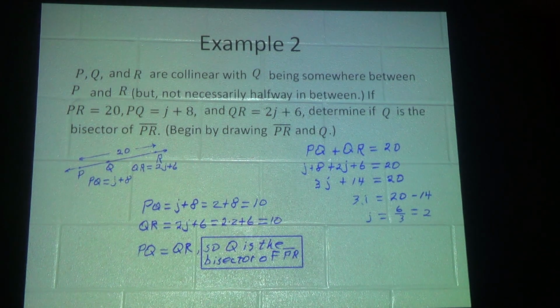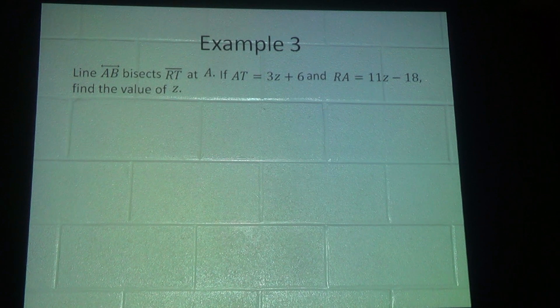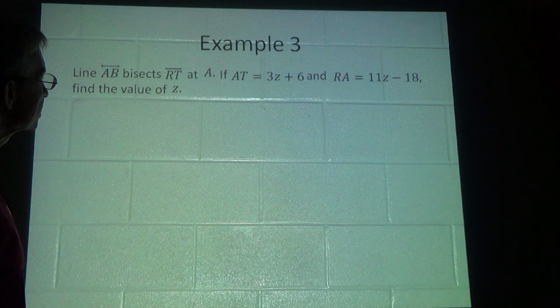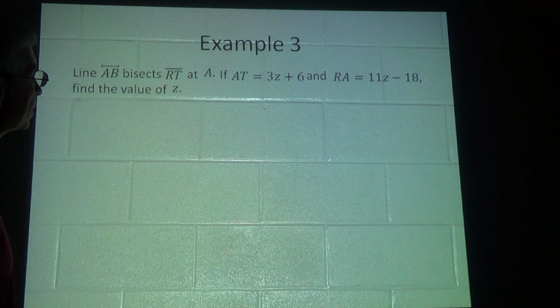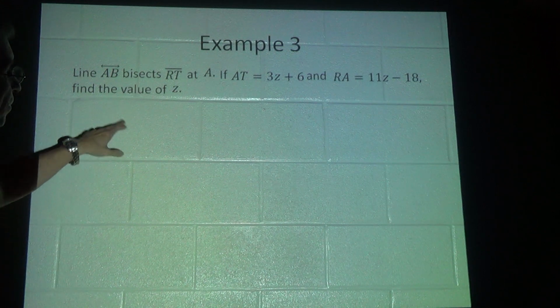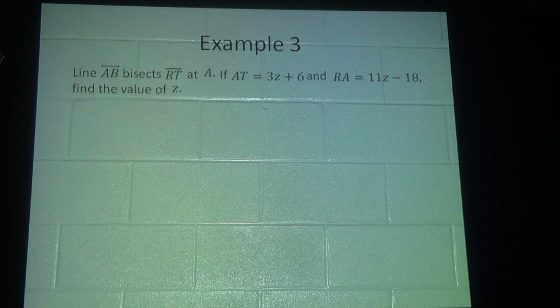Okay, let's look at example 3. Example 3 says you have line AB and that it bisects segment RT at point A. If the length of AT is equal to 3Z plus 6 and RA is equal to 11Z minus 18, they want you to find the value of Z. Okay? So here's what we do.